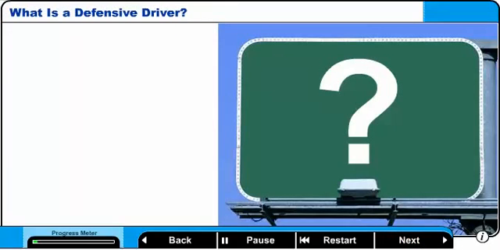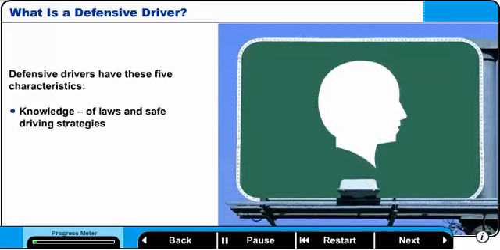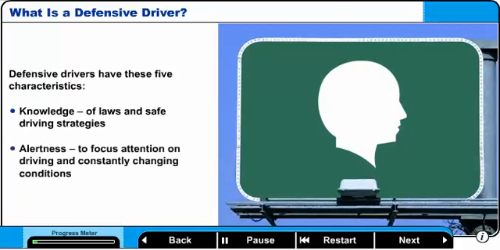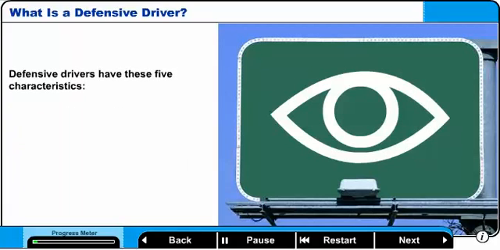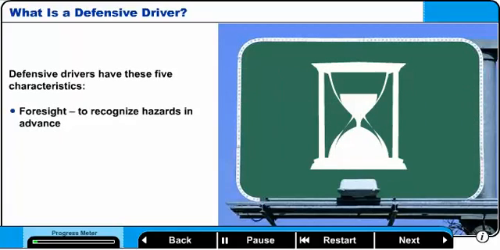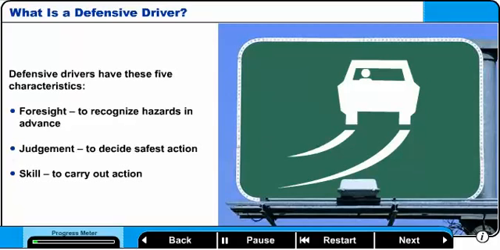So let's begin with a very important question. Exactly what is a defensive driver? Defensive drivers have these 5 characteristics: knowledge of laws and safe driving strategies, alertness to focus their attention on driving and the constantly changing conditions, foresight to recognize hazards in advance, judgment to decide the safest action to take, and the skill to carry out that action. The goal of a defensive driver is to use all of these characteristics to avoid and prevent accidents.